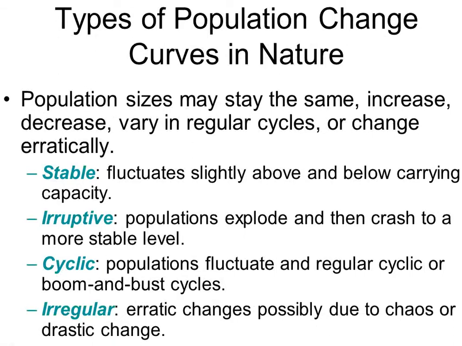And some factors are not affected by population density, such as weather. There are different types of population change curves in nature because it does vary. It's not the same all the time. It can change erratically. There are stable, eruptive, cyclic, and irregular population changes.